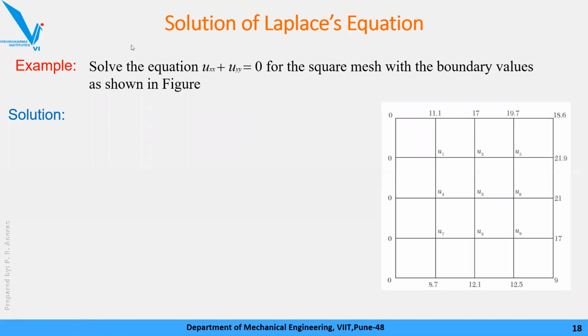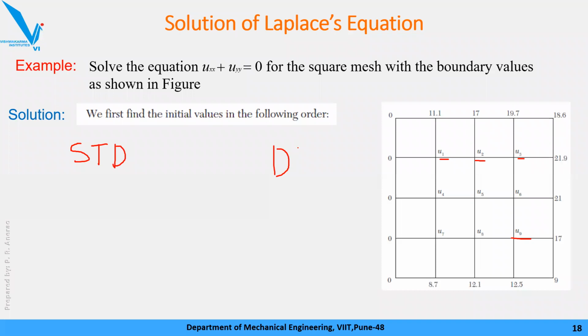First step, initial values. You will try to get the initial values of U1, U2, U3 up to U9. Now, how do you get the initial values? Again, you can go for the standard 5-point formula or the diagonal 5-point formula. Whichever is applicable and possible, use it to get the initial values of U1 up to U9. But I told you yesterday that the standard 5-point formula is more accurate than the diagonal formula, so start with the standard one. As we are dealing with a large number of nodes, we always start with the middle point, because this will help you evaluate the remaining parameters.